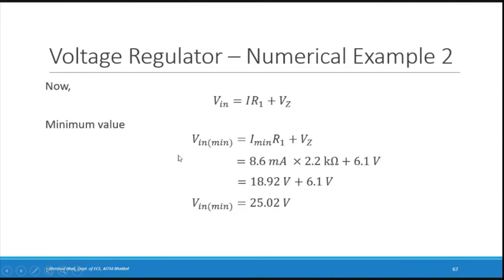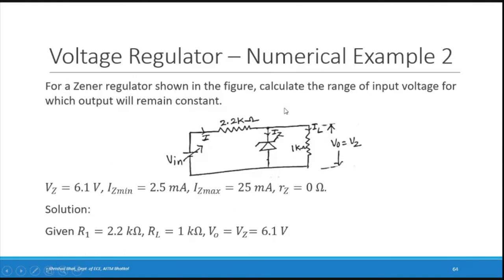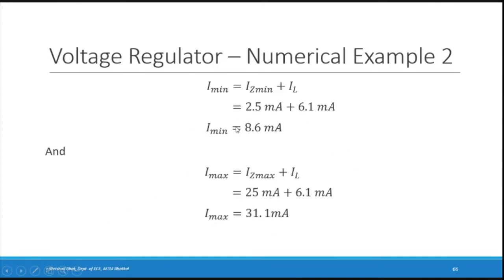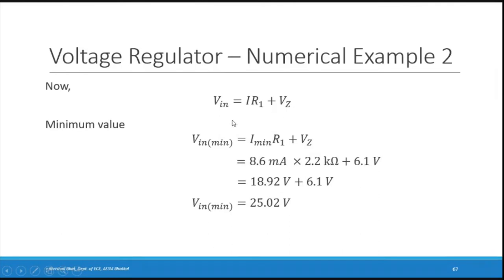So V in is equal to I into R1 plus Vz, right? That's what we have here. V in is equal to I into R1, that is the voltage drop across this, plus this voltage. The voltage drop across this is current multiplied by resistance, so it is I into R1. If you consider the minimum value, then you consider the minimum value of this current: I min into R1 plus Vz.